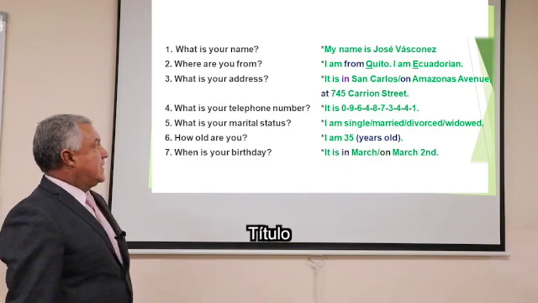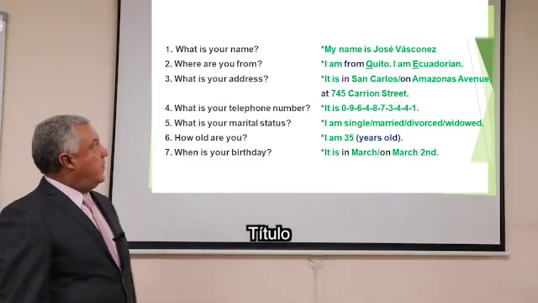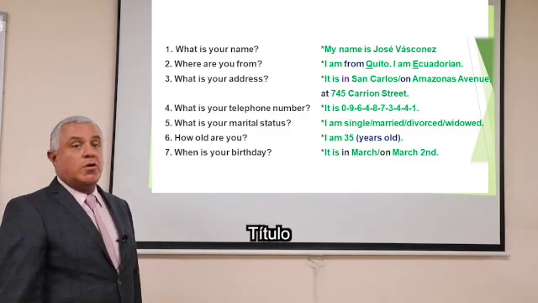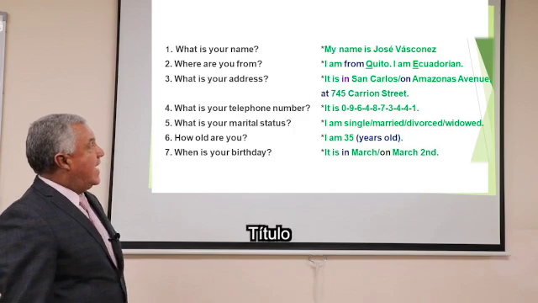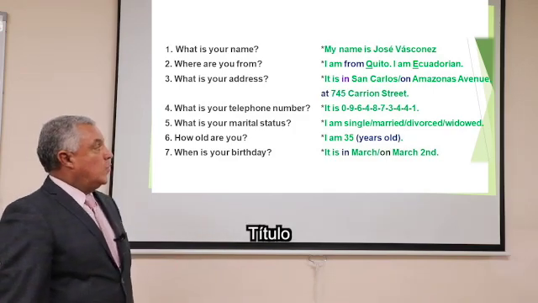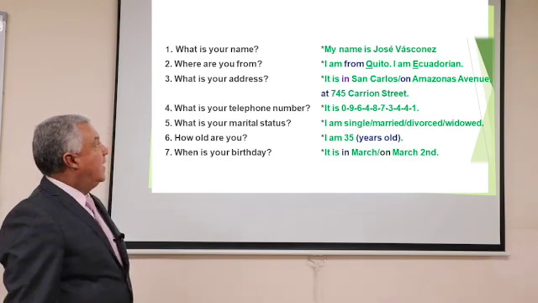Now, number 5. What is your marital status? I am single. No husband, no wife. I'm married. You have a husband or you have a wife. I am divorced. And finally, I am a widow. Widow is when your husband or your wife is dead.